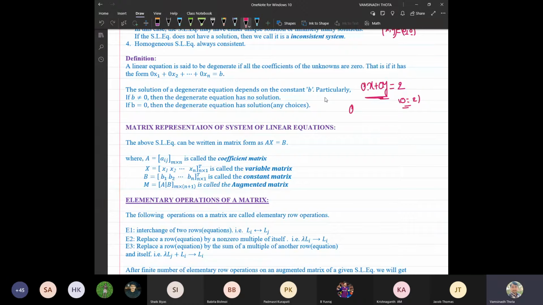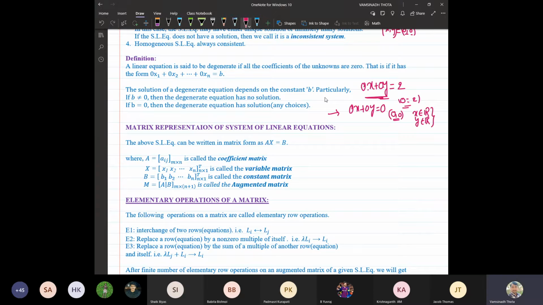Okay. For example, 0 times x plus 0 times y is equal to 0. Whether this linear equation, not system, has a solution. This is also a degenerate equation. Does it have a solution? Of course yes. And what is the solution? 0 comma 0. Not only 0 comma 0, in fact you can choose any real number for x and any real number for y.